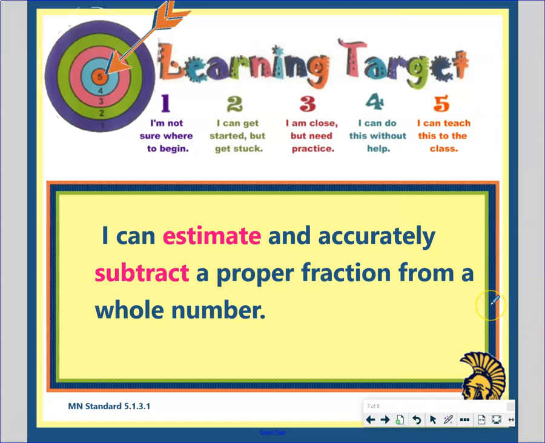So your learning target for today was I can estimate and accurately subtract a proper fraction from a whole number. So making sure that whenever we have a whole number, if it's a 1, we can make it into the same numerator over the same denominator. And if it's greater than 1, then we have to change it to say how many, so if it's, for example, 2 full wholes of something, and we're looking at twelfths, we want to say, well, how many twelfths would be 2 full pies? So it would be 24 twelfths.